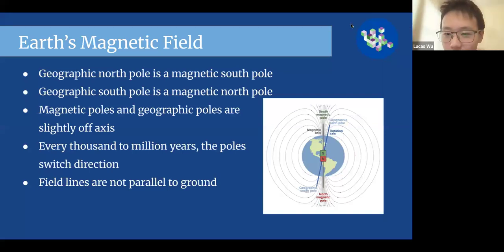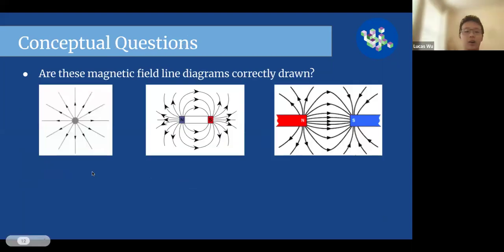All right, I guess not. So I'll go on to the next slide. Wait, are these magnetic field line diagrams correctly drawn? Okay. Let's see. I'll give you guys maybe 1 or 2 minutes to think about this problem. It'll really test your conceptual understanding of what we were just talking about. So yeah.